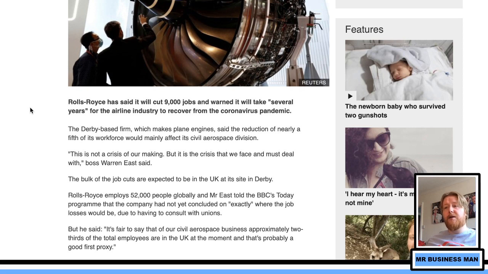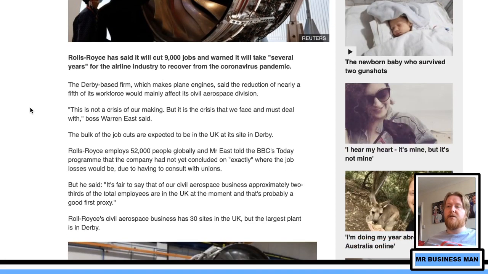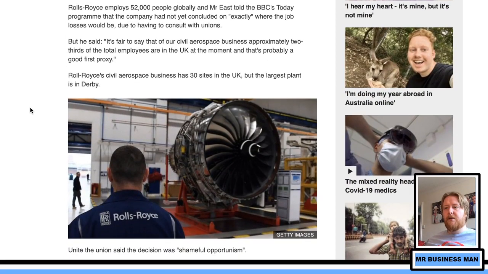Its site at Derby, or is it Derby? I don't know. Rolls-Royce employs 52,000 people globally, and Mr. East told the BBC's Today programme that the company had not concluded exactly where the job losses would be, due to having to consult with unions. But he said it's fair to say that our civil aerospace business is approximately two-thirds of the total employees in the UK at the moment, and that's probably a good first proxy. Yeah, well, it's just statistically more likely, isn't it?